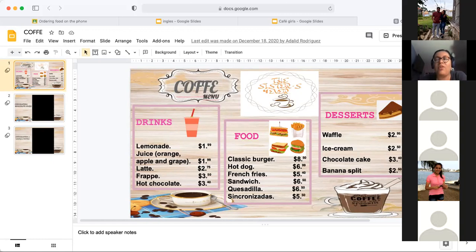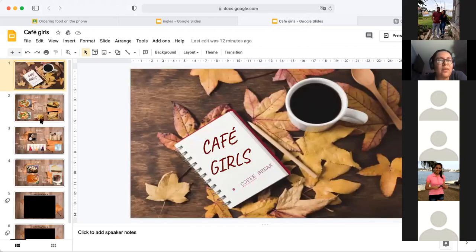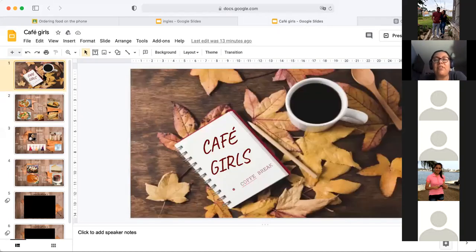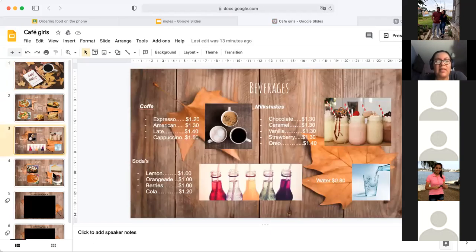Ok. So now, ya que tenemos este menú, vamos al siguiente. Oh, el siguiente estuvo bastante amplio. Son 3 pantallas, 5 segundos por cada una. So, 1. Ok, espero que ya tengan la foto de la primera pantalla. Este es el segundo restaurante. Este fue el Café Girls Coffee Break. Esta es la segunda pantalla.